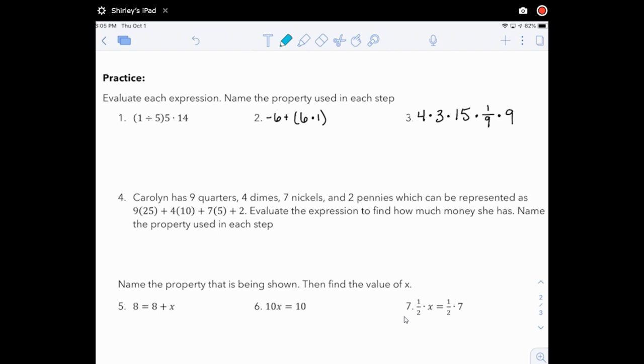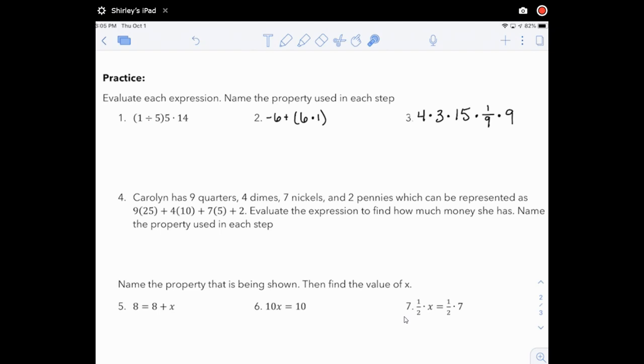So whenever I look at number 1, the first thing I notice is that my order of operations tells me that I have to do these parentheses first. I have to do 1 divided by 5. If I do that, that's going to give me a decimal, and I definitely do not want to go through and try working through these decimals and doing all of this mental math in my head.